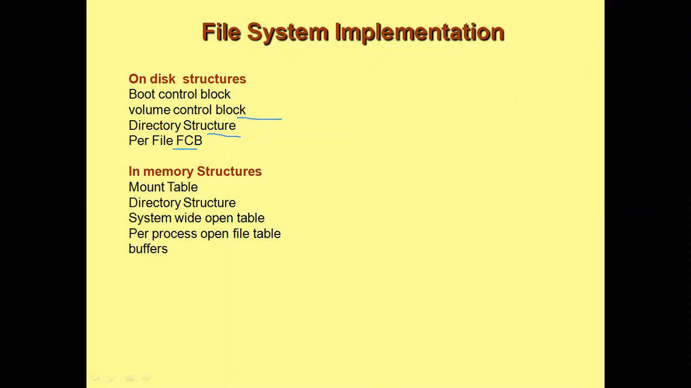Coming to the in-memory structures, they are in-memory because they exist in the RAM, that is, the main memory. So this is on the disk and this is in memory. The first one is the in-memory mount table. You know what mounting is, right? If you want to mount one file system onto another file system, then you need to do this mounting. A mount point is a point where you want to attach a particular file system. All the information with respect to the mount points is available in the mount table.